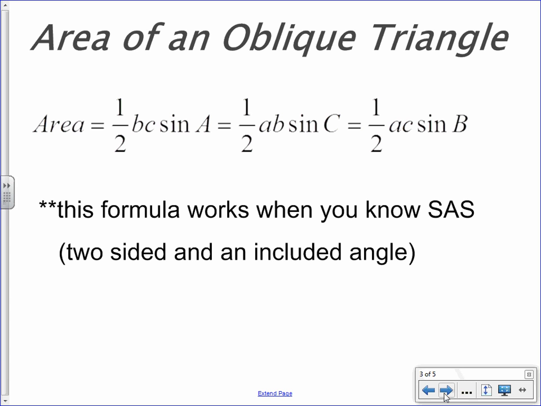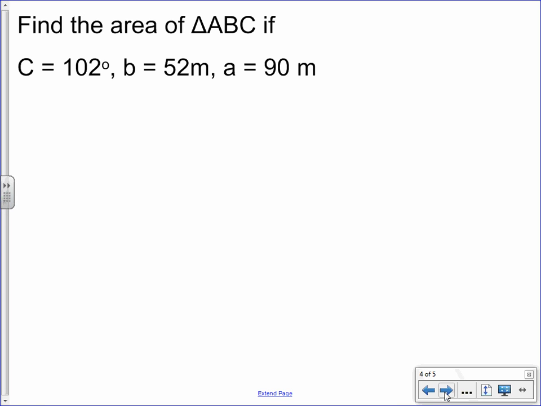So this formula works when we know side, angle, side. These are the two sides that we know. This is the angle that's in between. So draw a picture so you can make sure that you have the side, angle, side. And then you can just essentially plug and chug. So write down this given information.